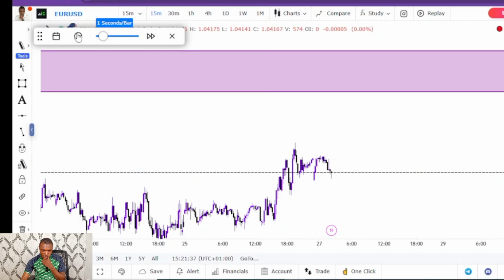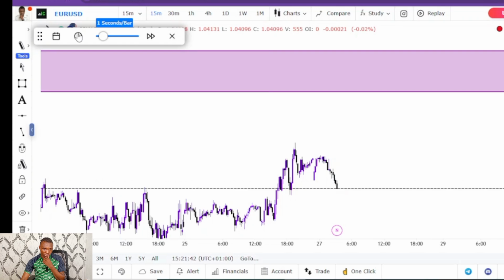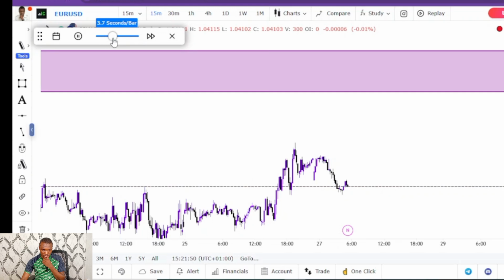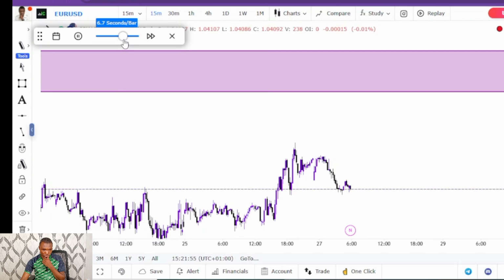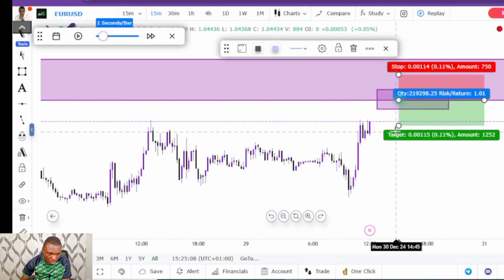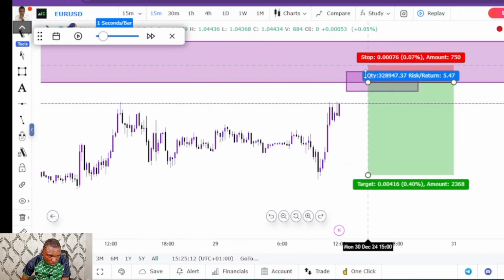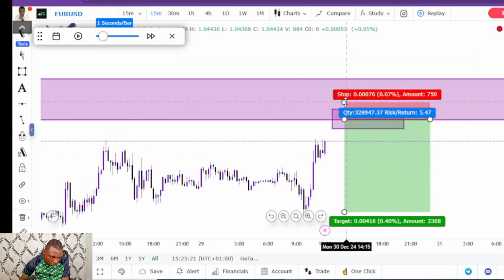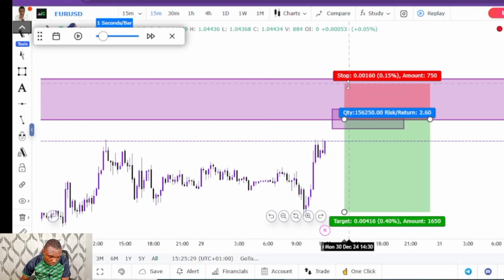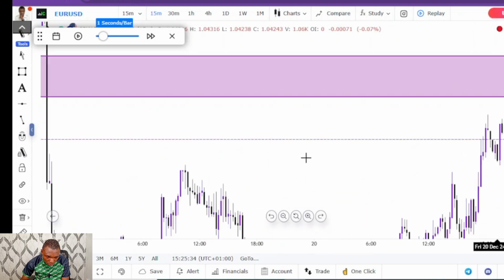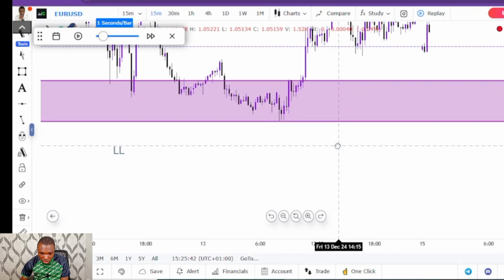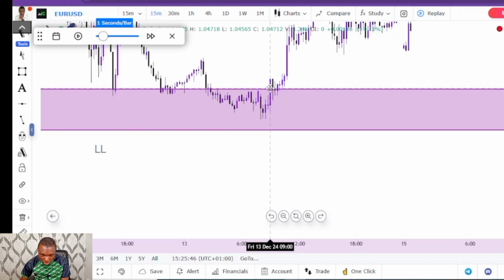So let's make this a bit fast. So here we want to set our entry at this area.